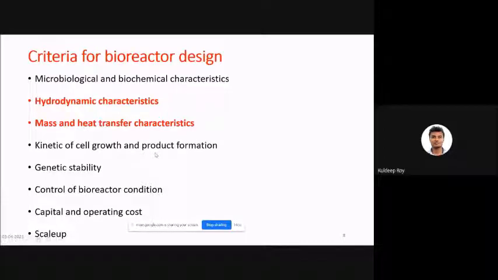And the last one is related to the kinetic growth. Of course, if growth is higher, it will give a good product and genetic stability. The rest of these things you will read in your different courses, but we are interested in only two portions: hydrodynamic characteristics, and mass transfer and heat transfer.